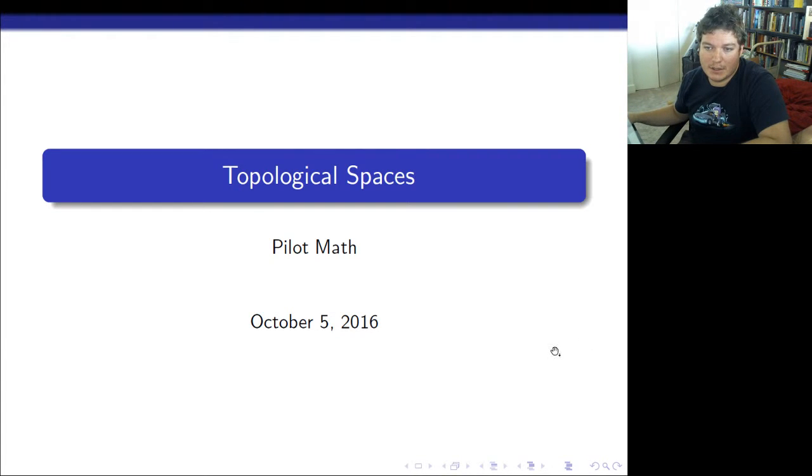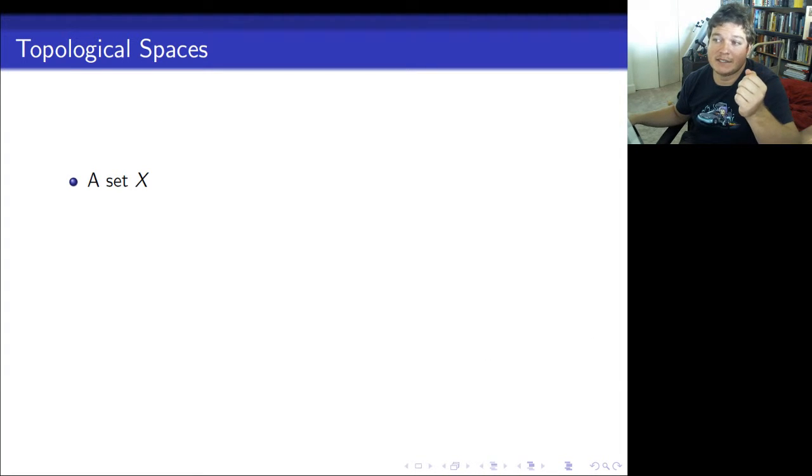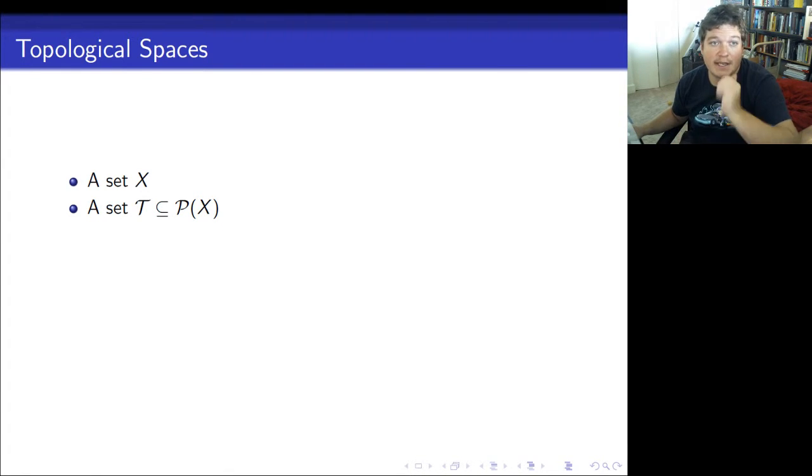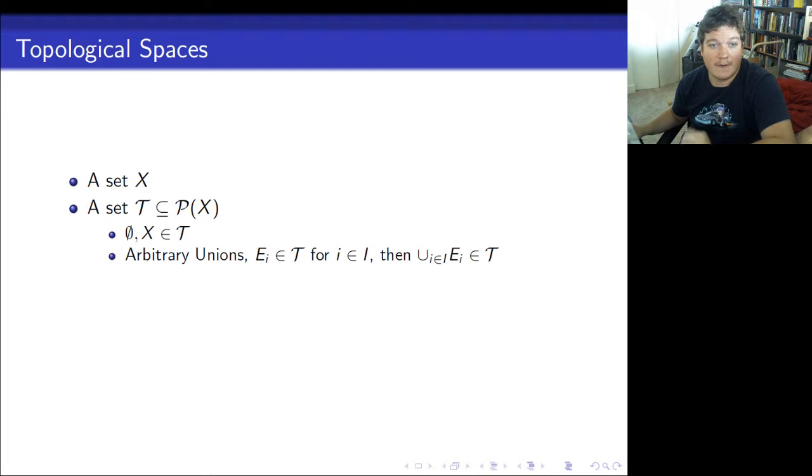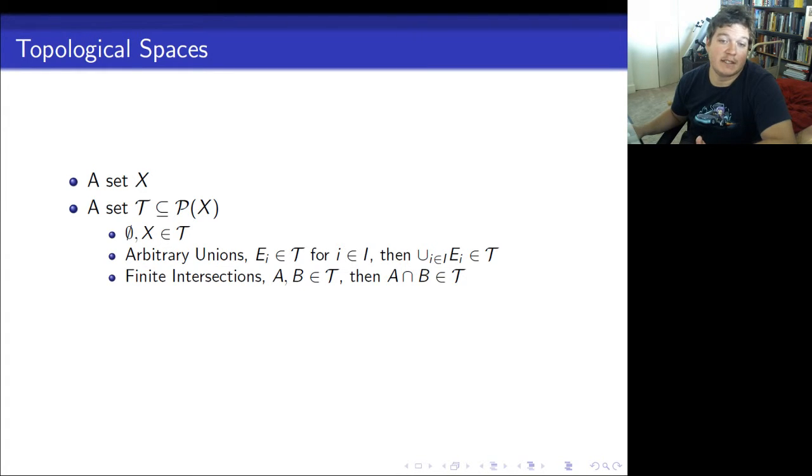So here we go. A topological space is a set X in conjunction with a subset of its power set T. This T will be called a topology when it satisfies the axioms. The axioms are that the empty set and the whole set are in your topology. Arbitrary unions: any family of elements of T, if you take their union, you end up back in T. Finite intersections: if you take any finite collection of members of T and take their intersection, you end up back in T. And that's it.